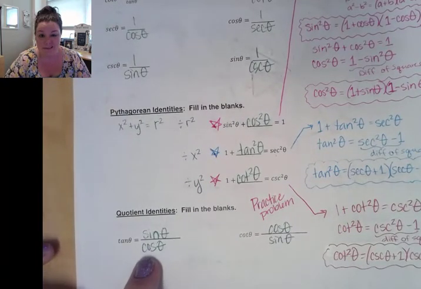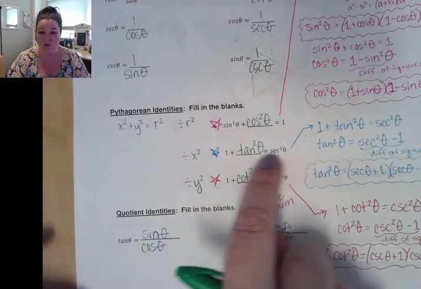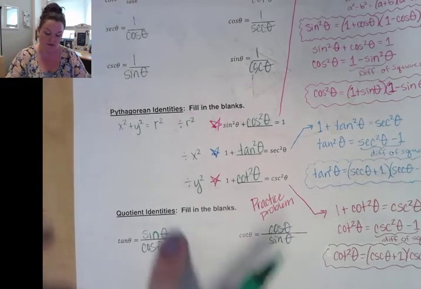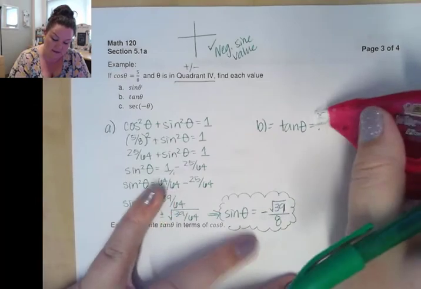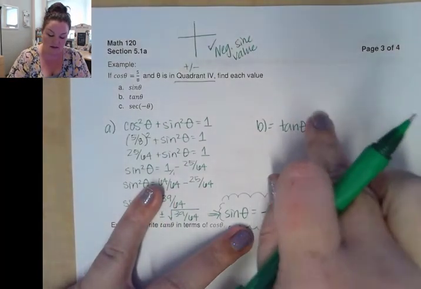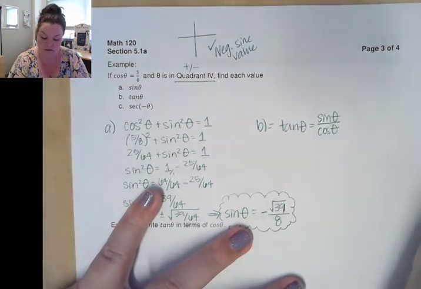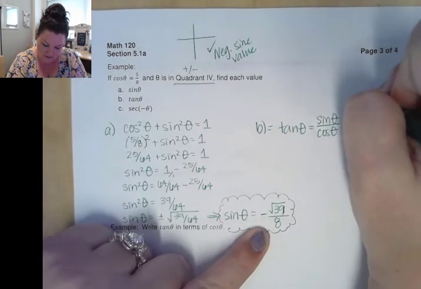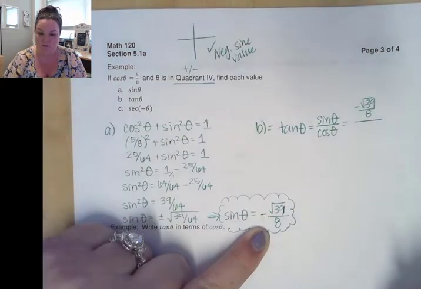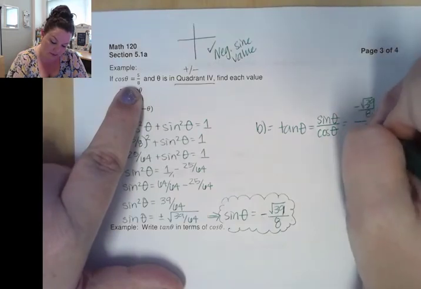And I'm actually going to choose this one just because it seems a little bit easier to plug in the sine that we just found and the cosine that we were given versus having to deal with squares and square rooting and stuff. So I'm going to use our quotient identity. Our quotient identity says that tangent theta is equal to sine theta over cosine theta. So we just figured out that sine theta is negative square root of 39 over 8. And we would be dividing that by cosine theta, which was given to us, which was 5 over 8.